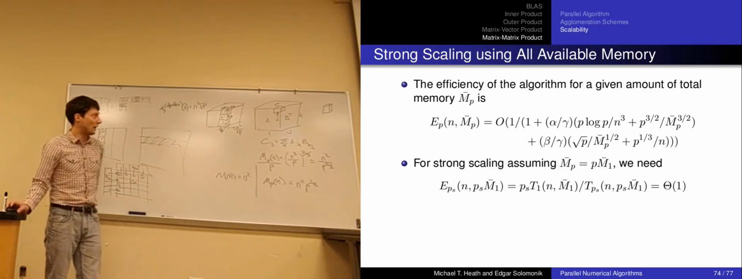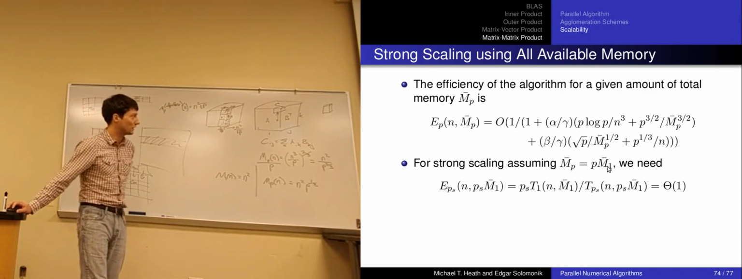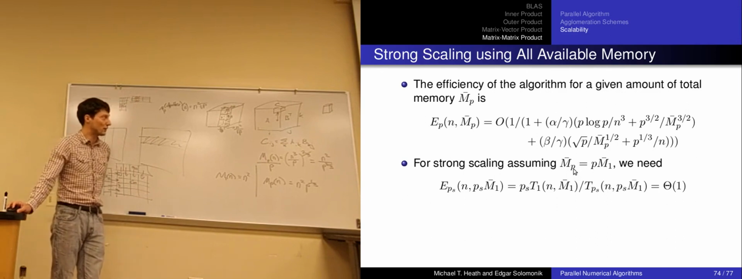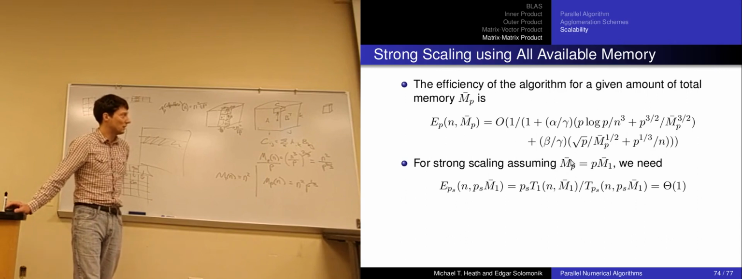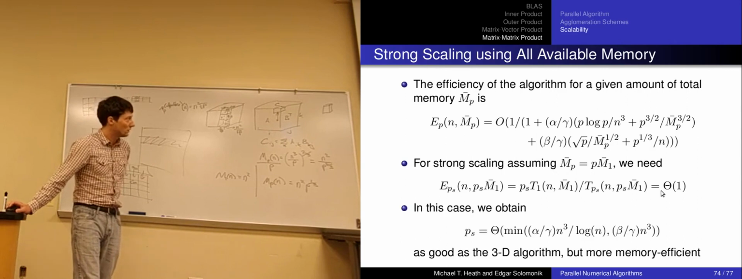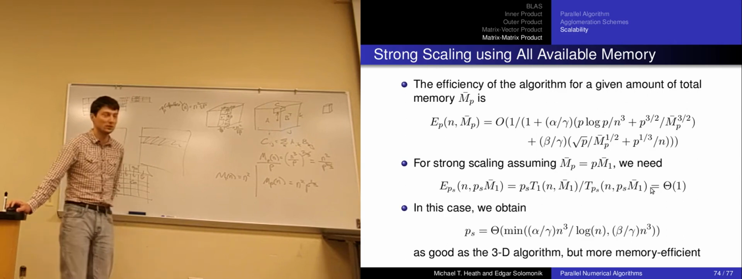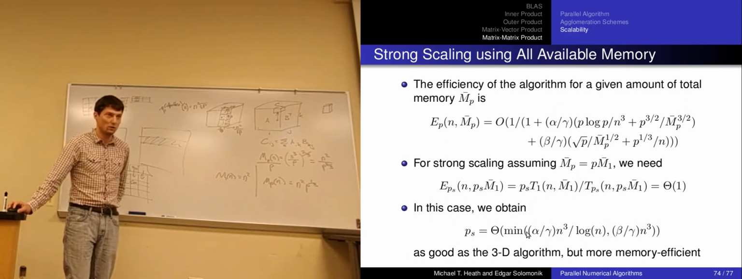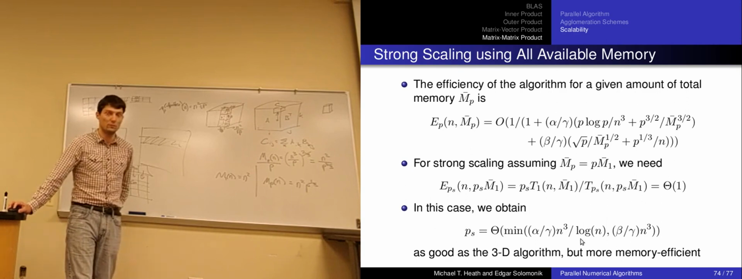So if you analyze the strong scaling efficiency with this in mind, keeping the memory usage of the algorithm proportional to the extra memory available, we can show that the efficiency will actually stay at theta 1, and that will scale. Otherwise, we need this equation, and we obtain that the number of processors to which we can strong scale is proportional to something like n cubed over log n. So dependent on n cubed. This is the same equation we saw for the 3D algorithm.